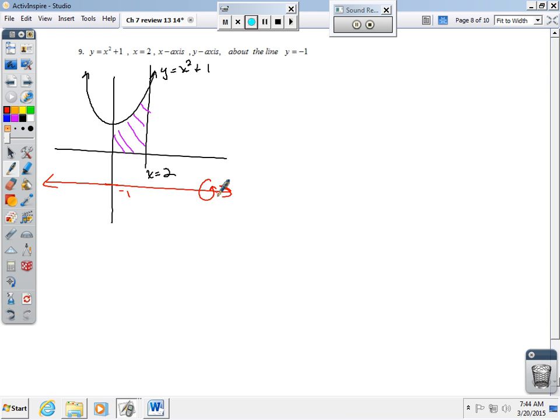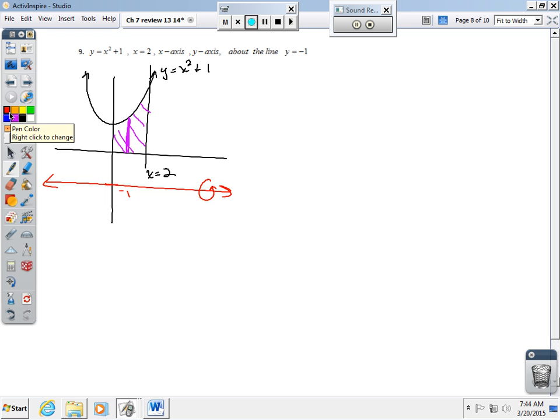Okay. Well, we could do one of two things. A shell problem or a washer problem. So let's see if I make my rectangle perpendicular to the axis of revolution. Yeah, that should be fine.